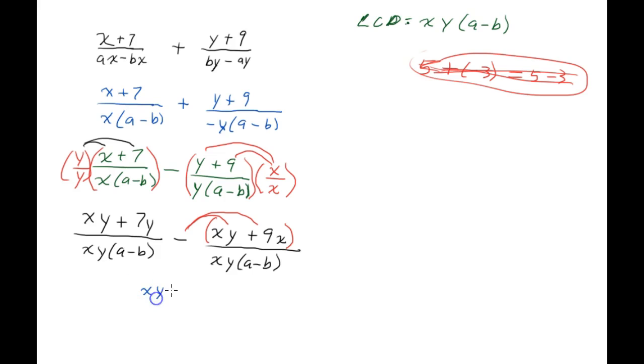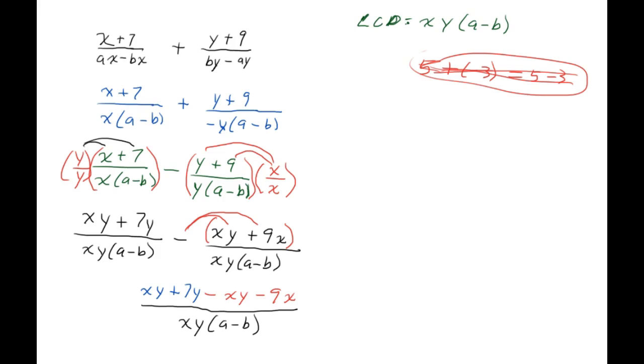I have xy plus 7y. That's from the first fraction. And then I have minus xy minus 9x. This is from the second part. All right, and that's all over that LCD, that least common denominator xy times a minus b. Okay, got it.